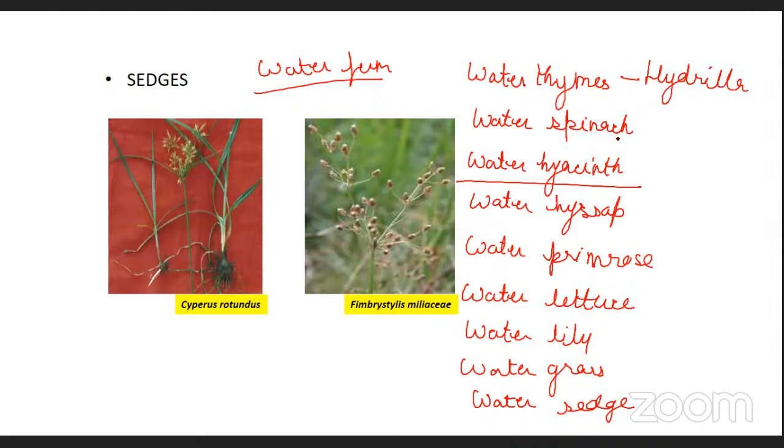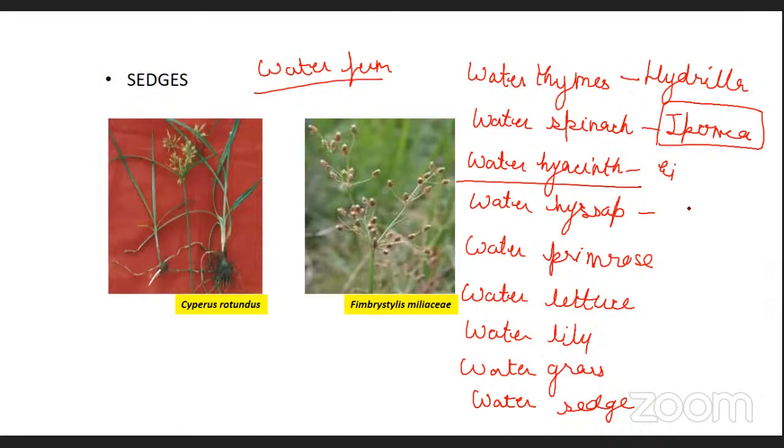If we talk about water thyme, then the name is going to be Hydrilla verticillata. If we talk about water spinach, then this is Ipomoea, and Ipomoea is also known by another name, morning glory. The water hyacinth, everyone knows, is Eichhornia crassipes, so I'm not going to write it here.